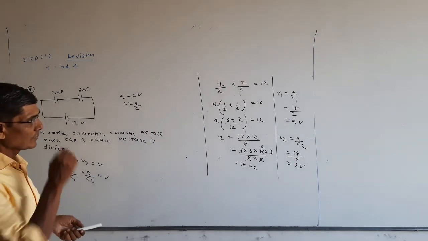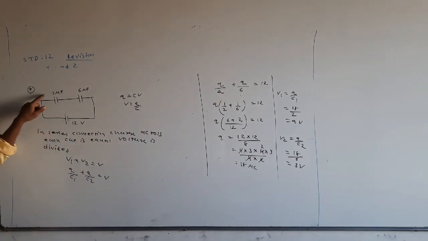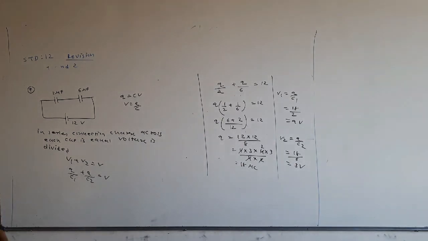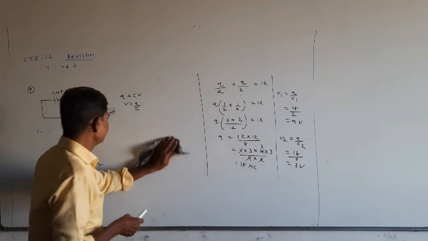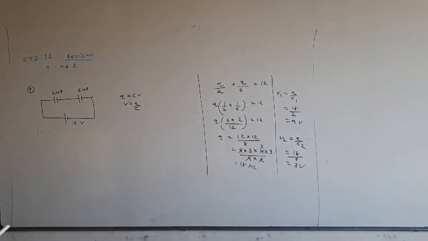Now see here, for the smaller capacitor, voltage will be more, and for the larger capacitor, voltage will be less. Why? Because V is Q by C, it is inverse proportion. Now how can we do it fast? Charge remains same. Q is equal to CV.